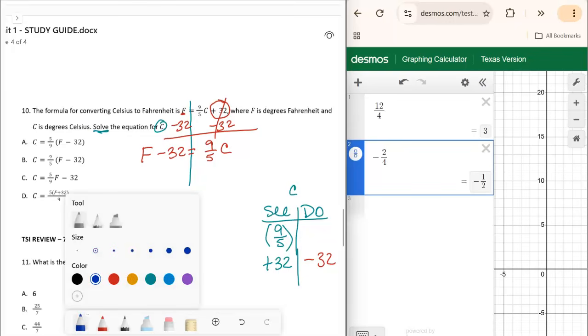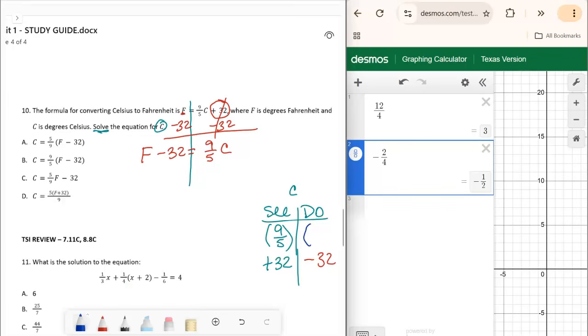And then the last step is to divide by 9/5, which is the same thing as multiplying by the reciprocal. Remember, you cannot divide by fractions. You multiply by the reciprocal. So the whole thing needs to be multiplied by 5/9 so that the 9/5 cancels. Okay, so go look for your answer in the answer choices.